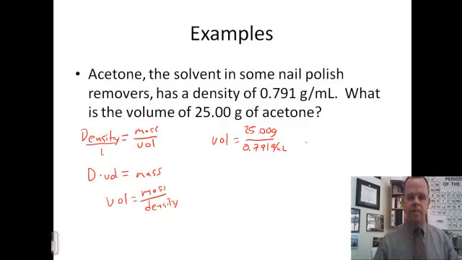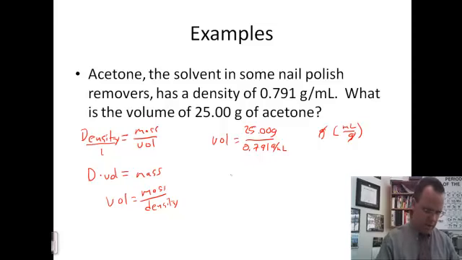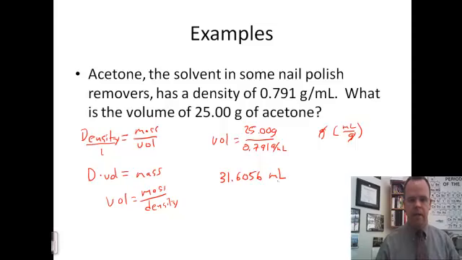Dividing by something is the same thing as multiplying by the reciprocal. So you can think of this units-wise as grams times milliliters divided by grams, the reciprocal of grams per milliliter. Grams cancels, you get milliliters. Do this in our calculator. 25.00 divided by 0.791. Numerically, this comes out to 31.6056 milliliters. The grams canceled. We solve for milliliters.